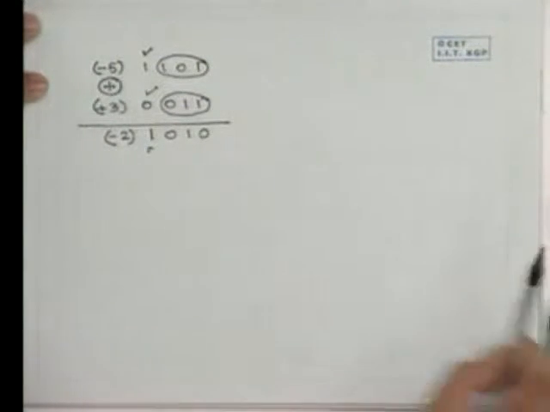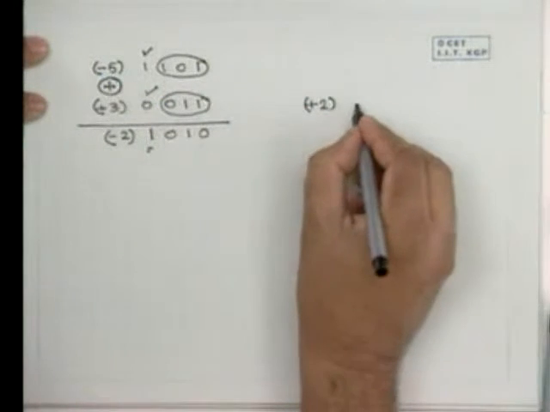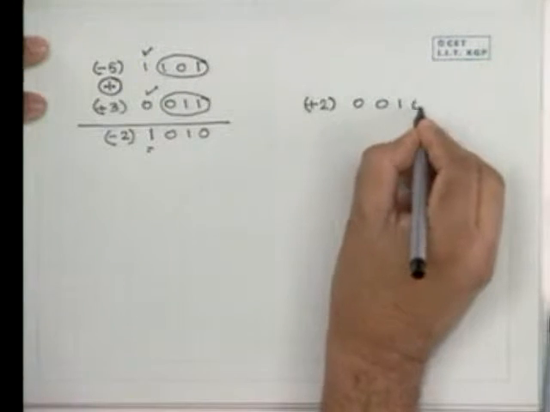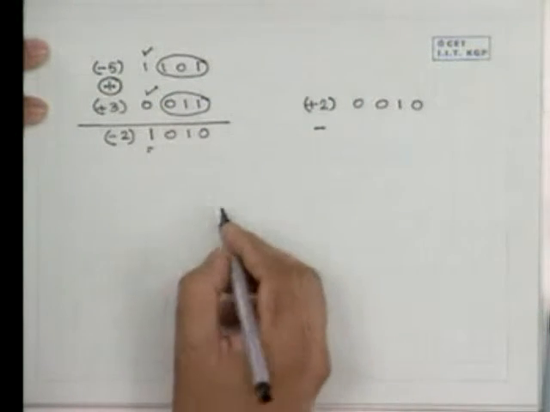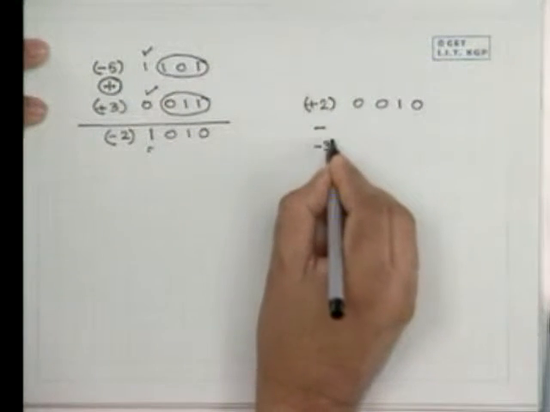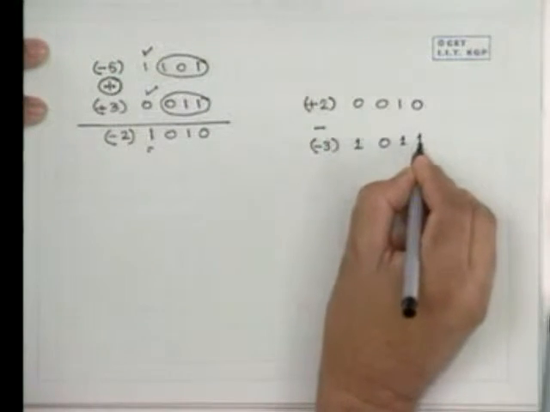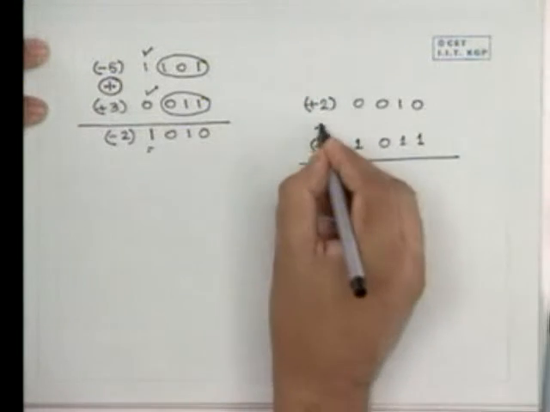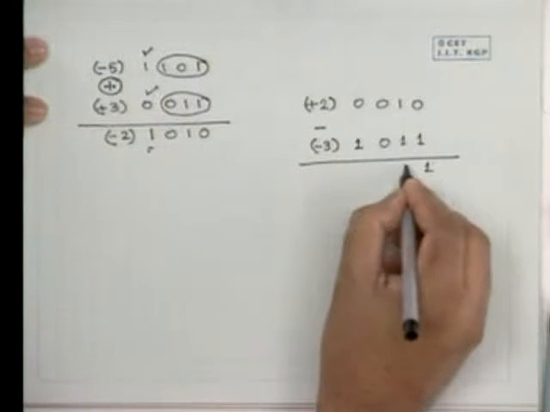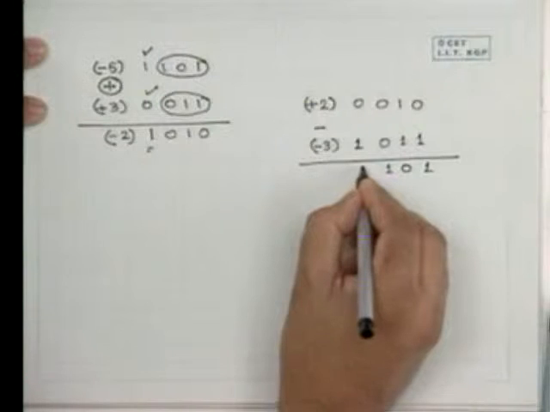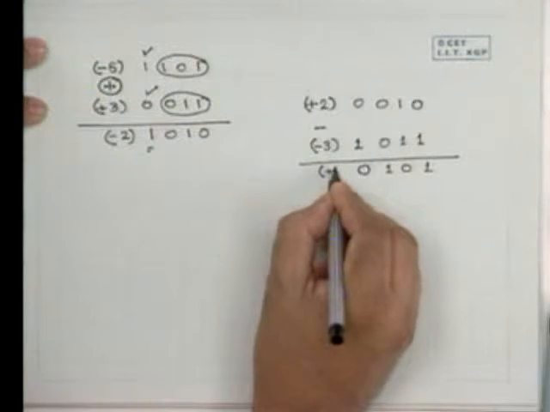Okay, let us take another example. Say we have plus 2 represented as 0 0 1 0 in our sign magnitude form. We want to subtract minus 3 from it. So minus 3 will be therefore 1 0 1 1. Now the actual operation that has to be performed is addition, and the result has to be declared to be positive.